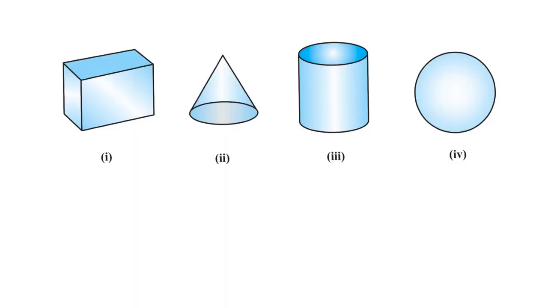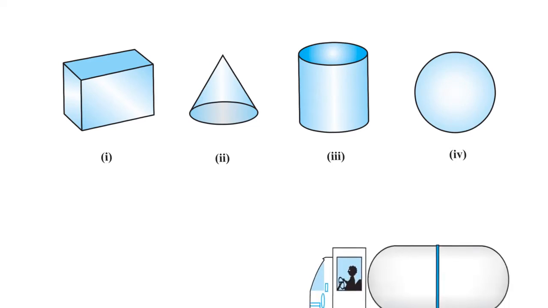You are familiar with some of the solids like cuboid, cone, cylinder and sphere as you see over here. You have also learned how to find the surface areas and volumes in our lower grades. In our day-to-day lives, we come across a number of solids made up of combinations of two or more of the basic solids shown over here.